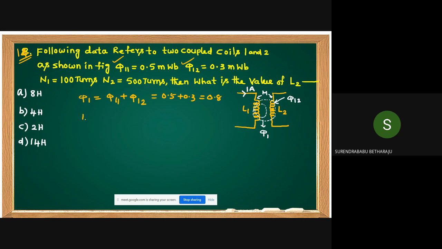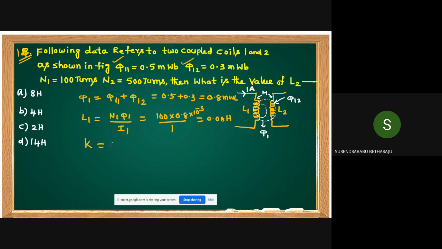Once you know the phi 1, you can find the L1. L1 equal to N1 phi 1 by I1. N1 is how much? That is given, 100. Phi 1 is 0.8 milliweber, I1 is 1 ampere. Milli in the sense 10 to the power of minus 3. So L1 is 0.08 Henry.